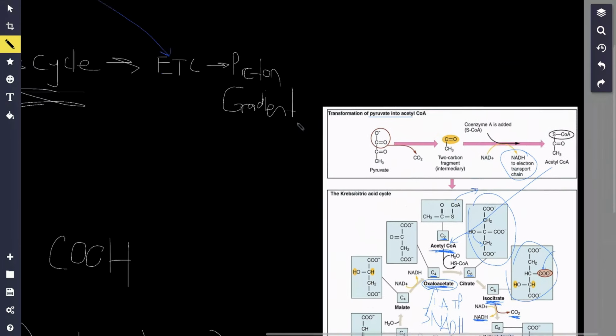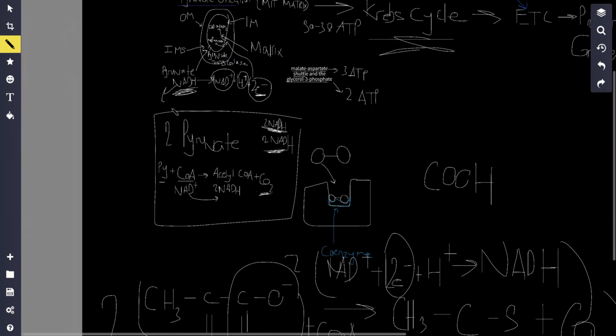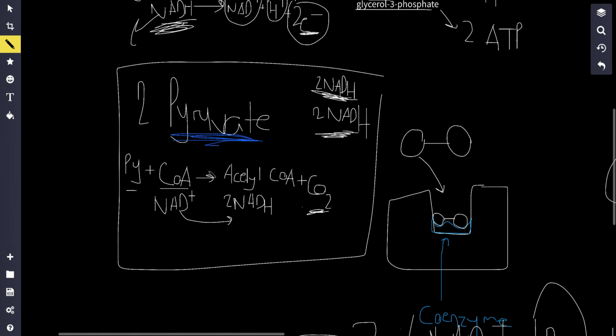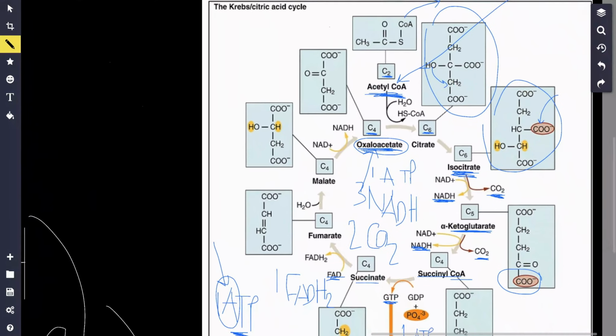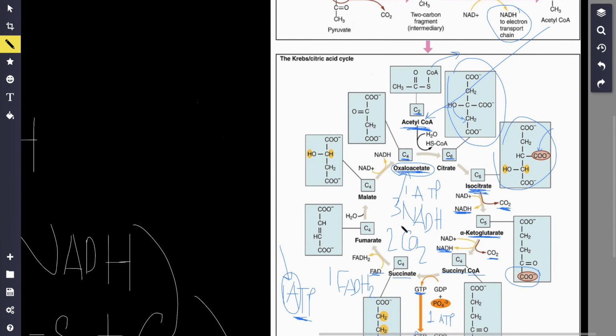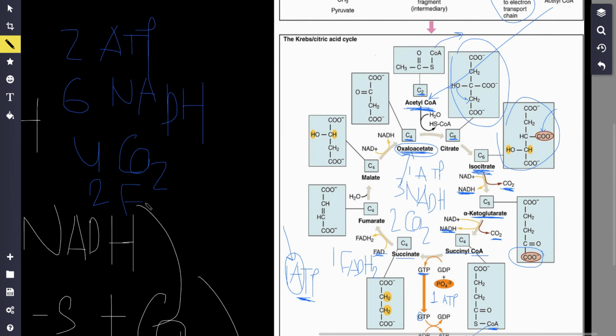However, you have to remember that we had 2 pyruvates, meaning that we actually have 2 acetyl-CoAs, meaning that the amount we produce is going to be double this amount. Therefore, we're going to produce 2 ATPs from this. We're going to produce 6 NADHs here, I can't do math. We're going to produce 4 CO2s, and we're going to produce 2 FADH₂ here.